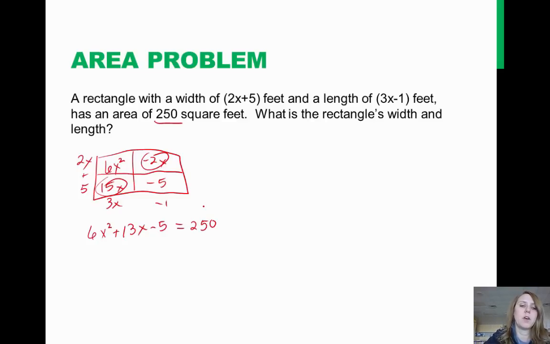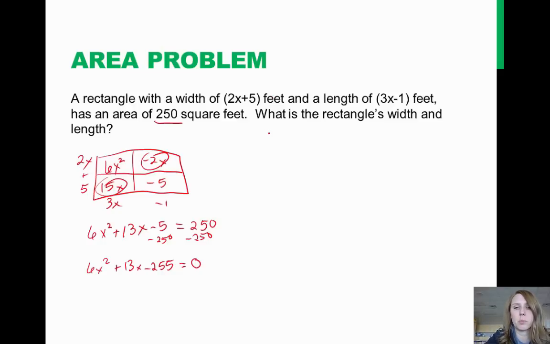We need to find out what our x value is so that we can find our length and width. So I'm going to set this equation equal to 0 by subtracting 250 from both sides. When I do that, I have 6x squared plus 13x minus 255 equals 0. Now that it's set up like this, I can use the quadratic formula and solve for x.